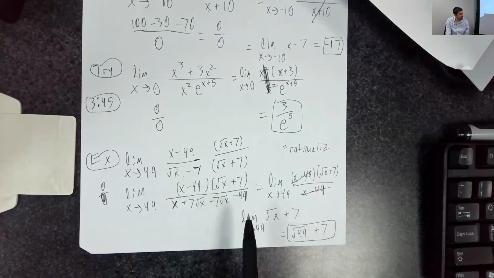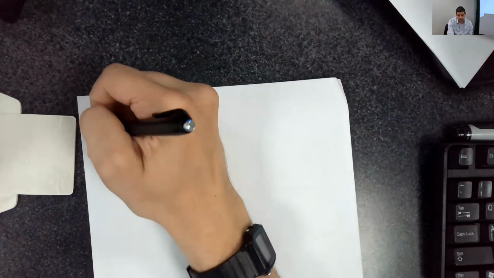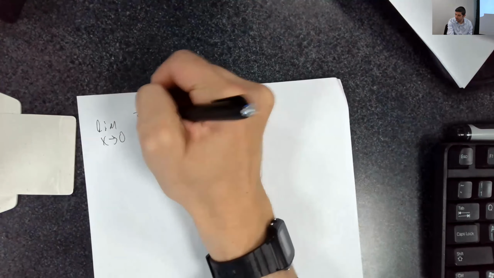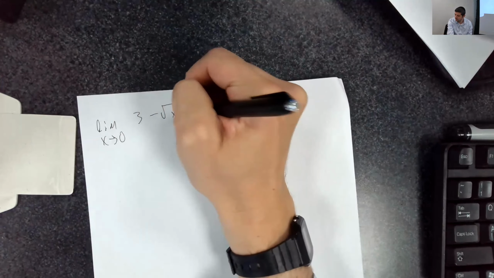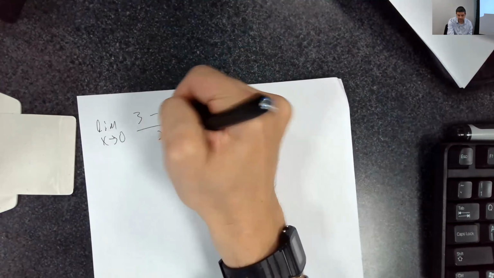Questions on this? Yeah. You guys ever learned this little trick to rationalize? Helps you get rid of radicals. Helps you do algebra to get rid of radicals. Try one example like this, where you rationalize. Why don't you guys try this one? 3 minus radical x plus 9 over 2x.